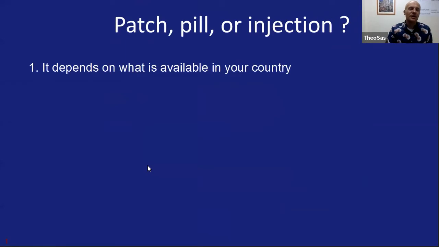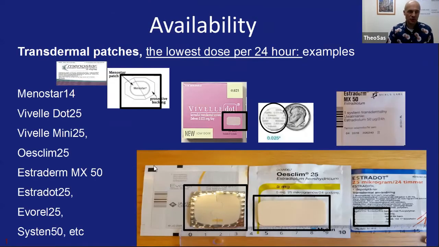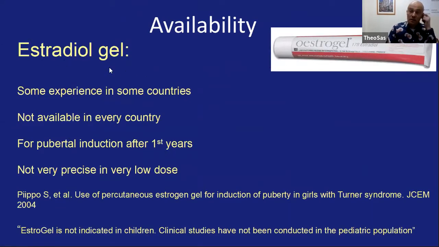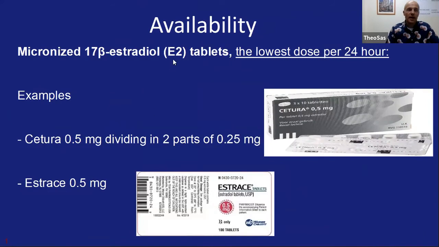What to start with depends on your country, what's available in your country. And when you look at the transdermal patches, the lowest doses, you find just like this, for example. And even then, you have to cut it, and we'll come back to this. There is an estradiol gel. It's not available in the Netherlands, for instance, and it can be very nice, but it's not very precise in the very low dose. And of course, there are pills, and there are pills for adults, but the dose is too high, and there are pills for children, and these pills are not always available in every country, unfortunately.